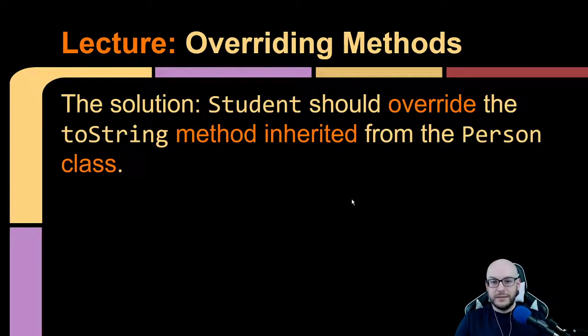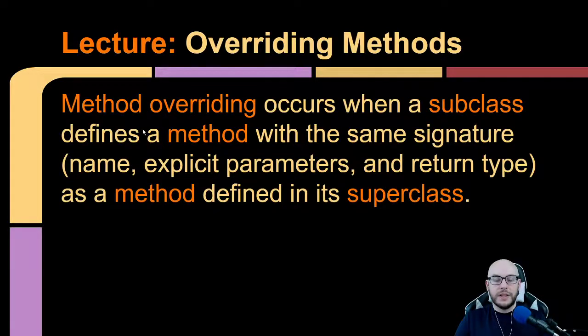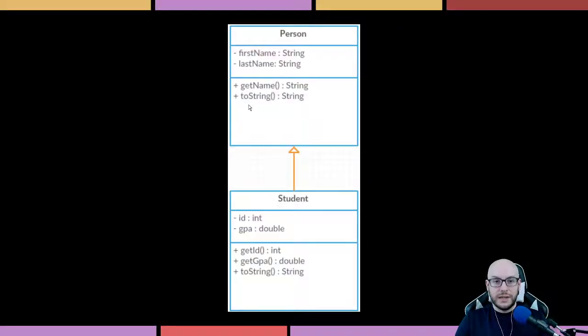It is overriding. Method overriding occurs when a subclass defines a method with the same signature, that is, the same name, the exact same parameters, the exact same return type as the method defined in its superclass. Okay, what am I saying? Take a look here. Person is defining get first, get last, whatever you want to call it. Person also has a toString. If you take a look here, we're adding on ID, we're adding on GPA, but we're going to override the toString method. This has the exact same signature: the same name, toString, the same parameters, nothing, the same return type, string.